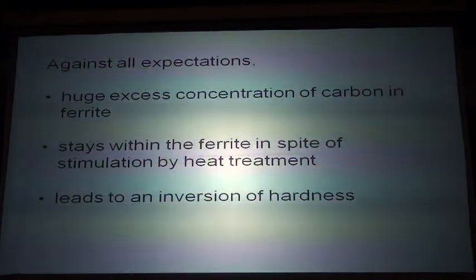So against all expectations, we have a huge excess of carbon in the ferrite. Not only that, it stays there even though you heat treat the material. You hold the material for 10 days at 200 degrees centigrade. It does not want to move when it's in contact with austenite. And even the hardness is inverted. The ferrite becomes harder than the austenite, which has much higher carbon concentration. So there's something rather strange going on.